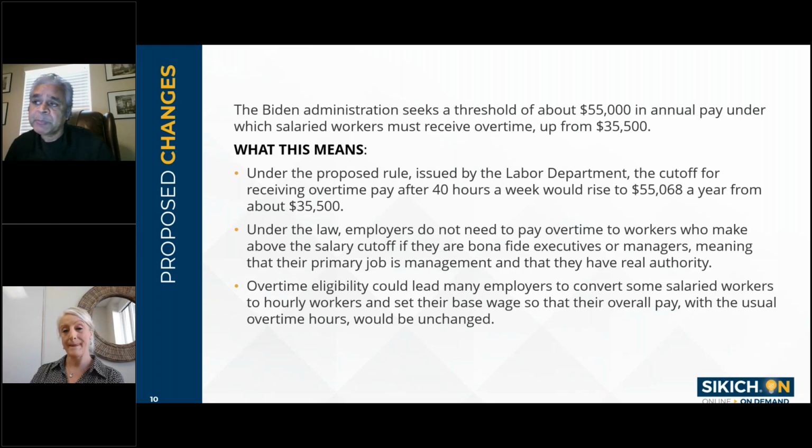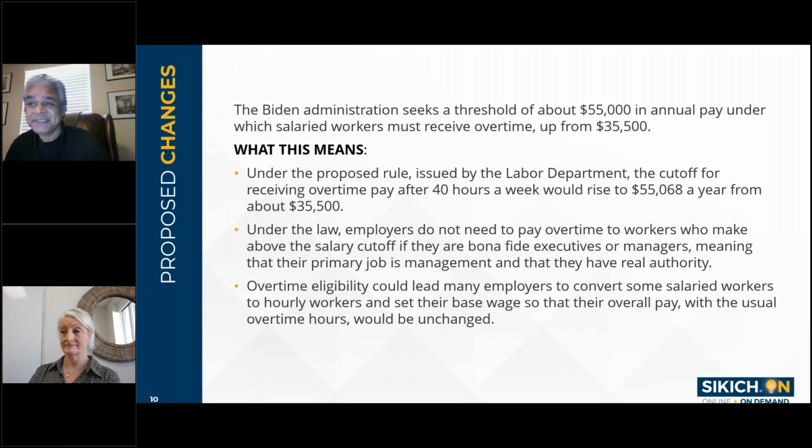Under the proposed rule issued by the Labor Department, the cutoff for receiving overtime pay after 40 hours a week will rise to $55,068. Under the law, employers do not need to pay overtime to workers who make above the salary cutoff if they're bona fide executives or managers, meaning the primary job is management. So you can still have a non-exempt employee making more than $55,000, but if they're in a managerial role and qualify to be a manager, then obviously you don't have to pay overtime.